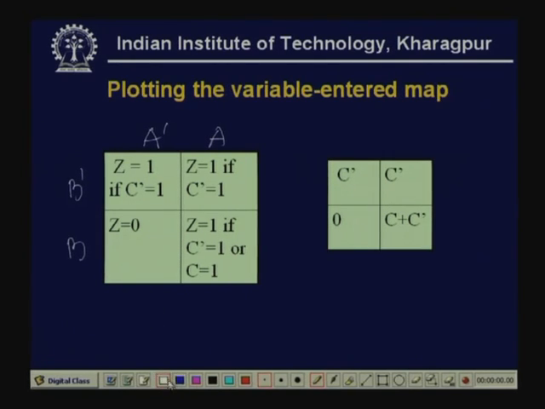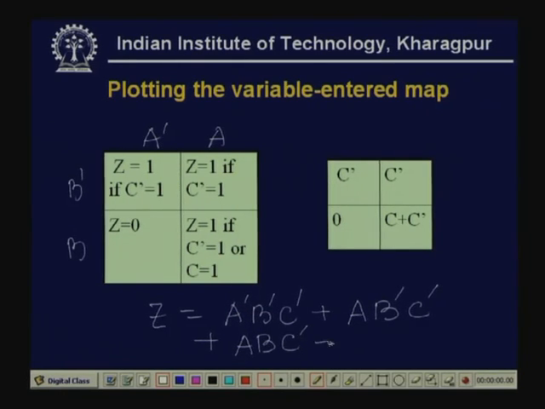So, from here we can tell that my expression must be: z, for the first element, this is A dash, B dash, C dash, because my C dash is the variable or map entered variable. Then for the second one, this is A B dash C dash, plus, see, for the third element it does not exist because output will be 0, that means the min term does not exist. And then for the fourth one, the term is from the K map, this is AB term. And as both C dash and C exist, that means AB C dash plus ABC. So, this will be the thing.